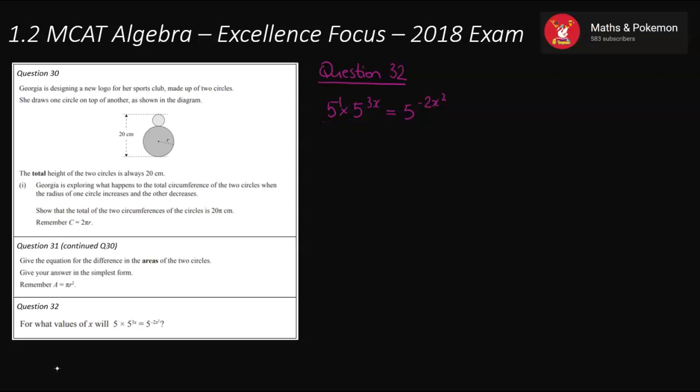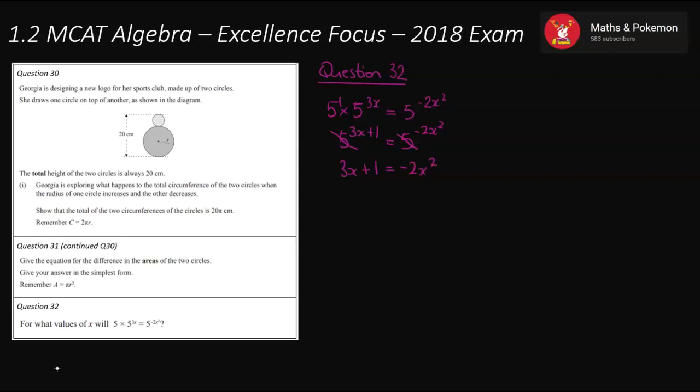So I guess the next step is there's an invisible 1 by that 5, which makes adding these two powers together to get a single base of 5 a lot easier. So that's going to be 5 to the power of 3x plus 1. When is that equal to 5 to the power of negative 2x squared? The base numbers cancel each other out, leaving me with 3x plus 1. When is that equal to negative 2x squared?